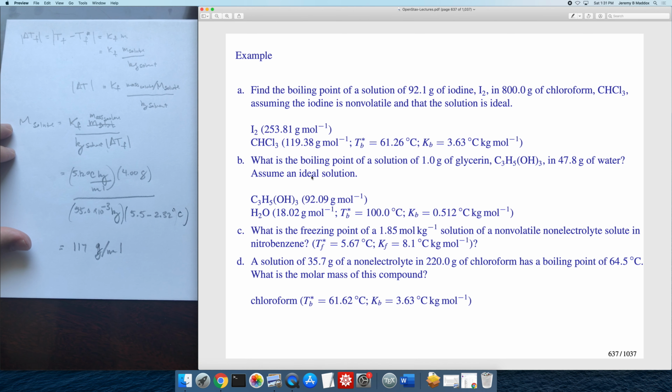So here we've got some more problems that I imagine are very similar. Find the boiling point of a solution. What is the freezing point? Here, a molar mass problem. So we've done examples of all of these. These are meant for you to practice. Really the only thing that's changed is the identity of the solute and the solvent, which changes the Kb or Kf values as the case may be, and of course the amounts and molar masses will be different as well.